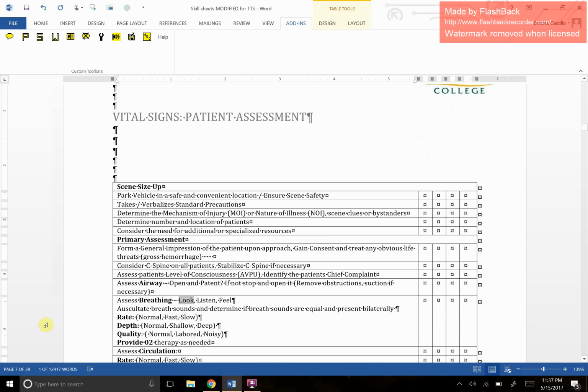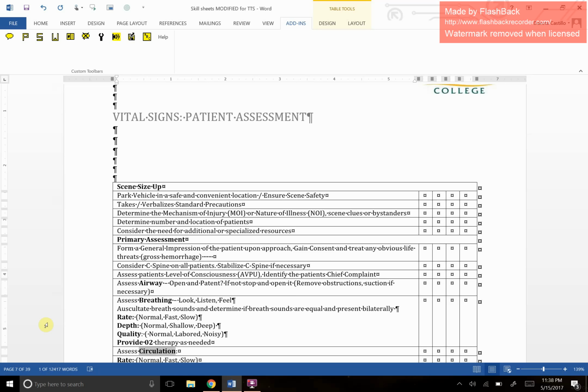Assess breathing: look, listen, feel. Auscultate breath sounds and determine if breath sounds are equal and present bilaterally. Rate: normal, fast, slow. Depth: normal, shallow, deep. Quality: normal, labored, noisy. Provide O2 therapy as needed.